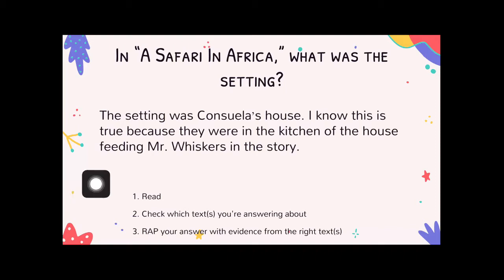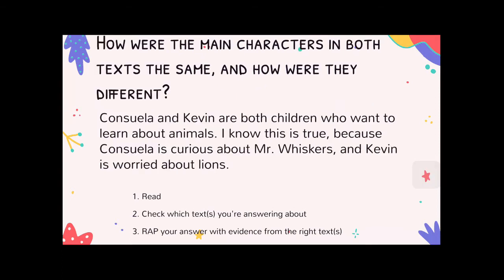Welcome back. I think he probably read the texts because he's answering about Mr. Whiskers accurately, but he forgot to check which text he was asked a question about. This question says, in a safari in Africa, and Mr. Whiskers is the text he answered about. He didn't answer about a safari in Africa. The setting is completely different there.